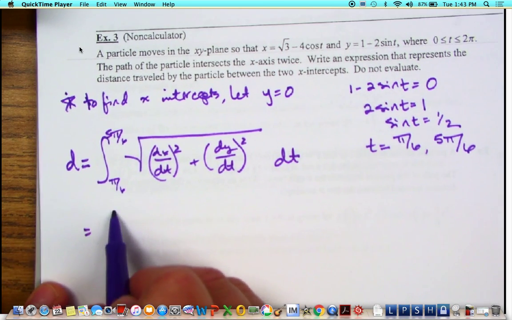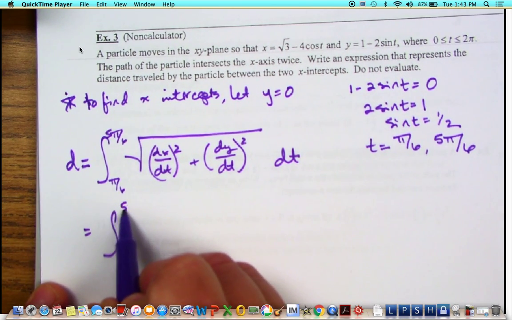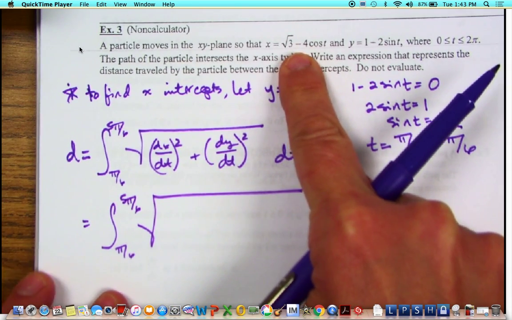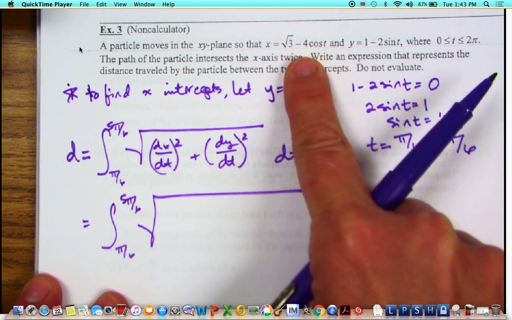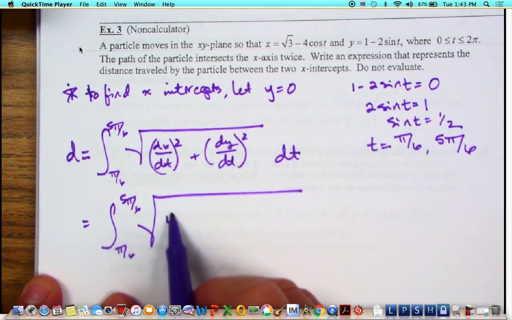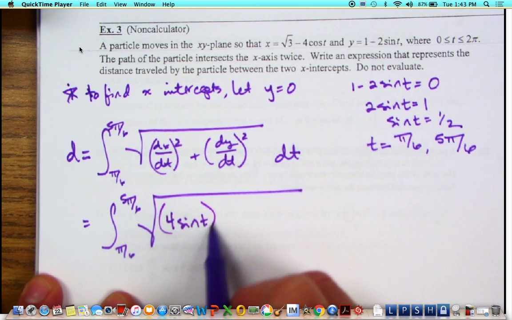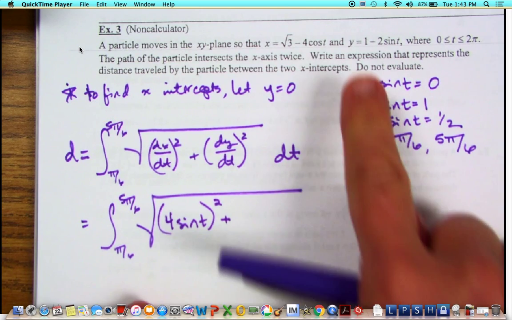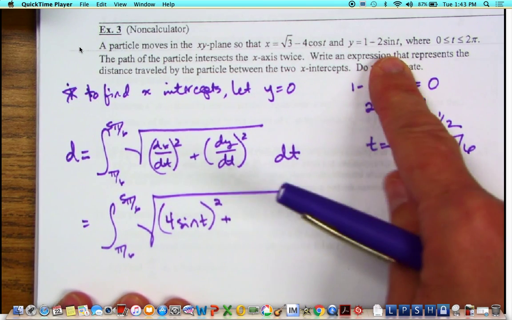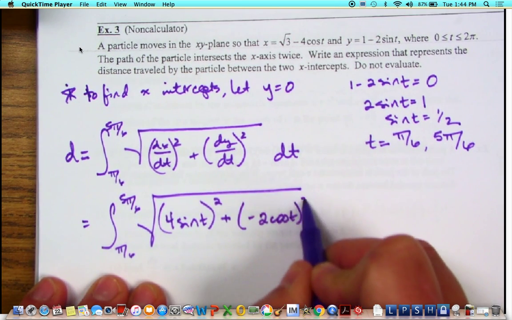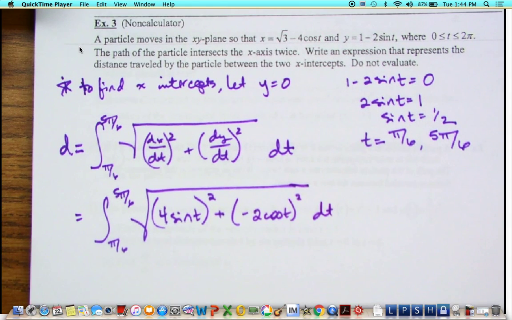Should be 4 cosine or 4 sine. Yeah, so my dx/dt, the square root of 3, that derivative is just 0. And then the derivative of negative 4 cosine t would be 4 sine t, 4 sine t squared, right? Plus dy/dt will be equal to negative 2 cosine t squared dt. And now you need your calculator. Or actually, it says do not evaluate, so you're finished.